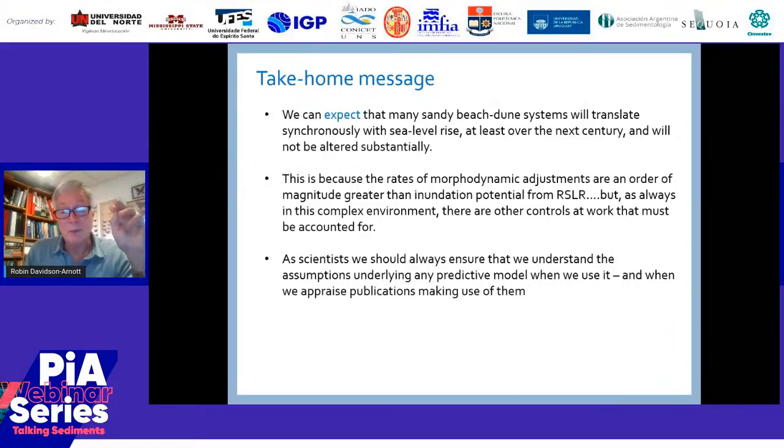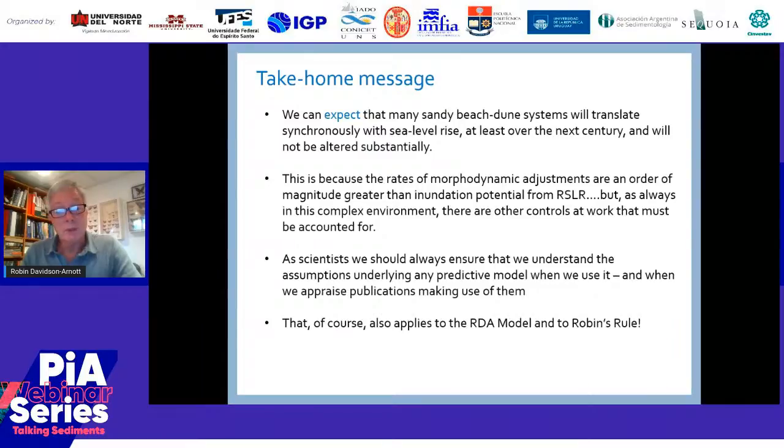And the last bit is basically, we should always look at the assumptions that underlie any predictive model, first of all if we're going to use it, and secondly if we're appraising publications that make use of them. So when I say things about Hallermeier and McCarroll and so on, it's because I look at the assumptions they make and I don't think those assumptions are correct. And of course, if you're going to look at the assumptions of predictive models, they also apply to the RDA model and to Robin's rule. So you have to subject what I've just said in the last hour to the same kind of scrutiny that I would ask you to subject all the other models to. Thank you.